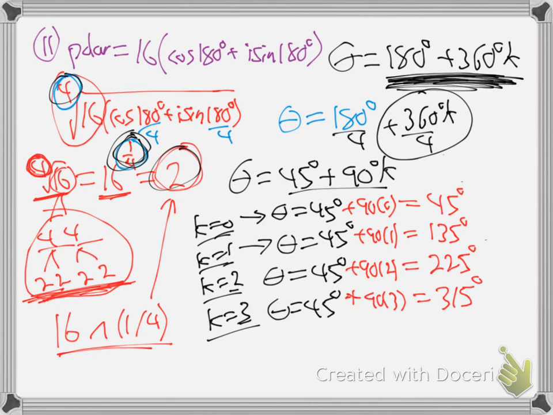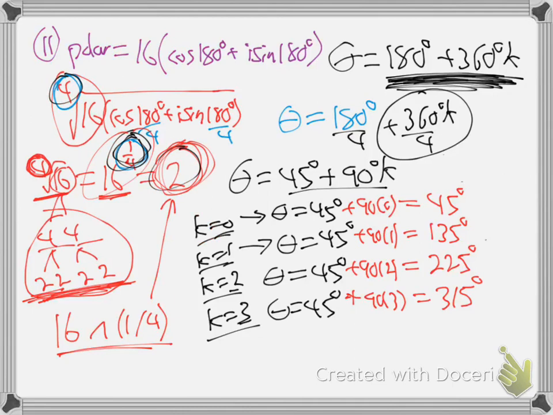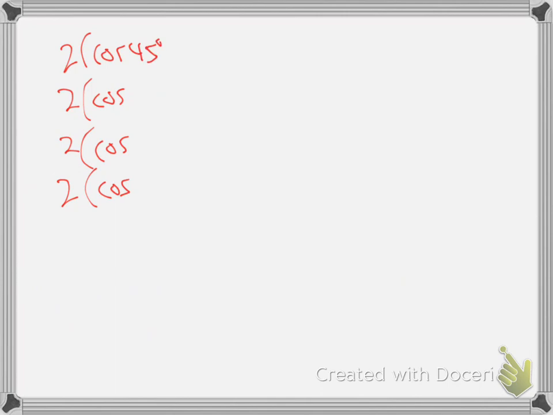So we got our 4 angles now, and we know our R in the front is 2 for all of them. That was the 4th root of 16, 16 to the 1/4 power, 2. So here we go. It's 2 times parentheses, cosine, plus i sine, of what angle? Well, the angles are 45, 135, 225, 315.